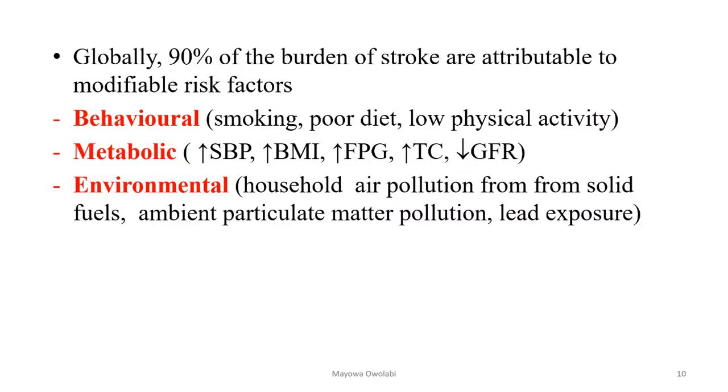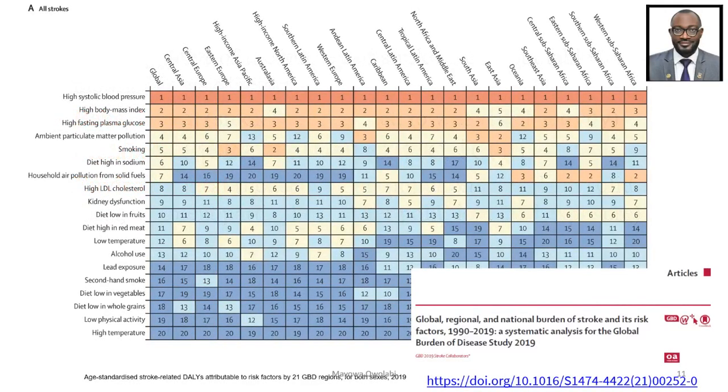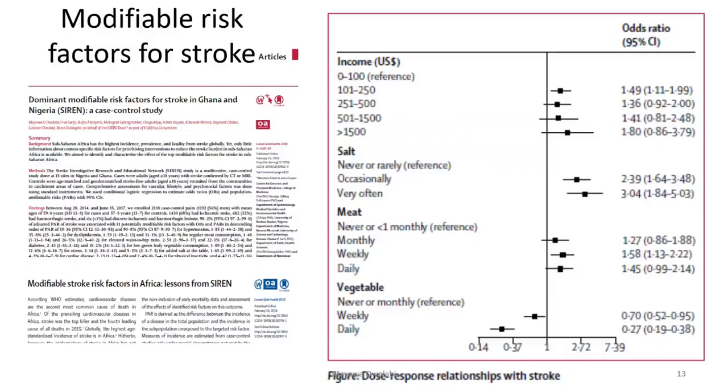So the risk factors can be grouped into behavioral, metabolic, and environmental: smoking, poor diet, low physical activity, hypertension, obesity, dyslipidemia, and reduced GFR, and environmental factors like air pollution, ambient particulate matter pollution, and lead exposure. And these are categorized and ranked for different world regions and globally. And we can see that obesity, hypertension, dysglycemia, smoking are really very, very important across the globe.